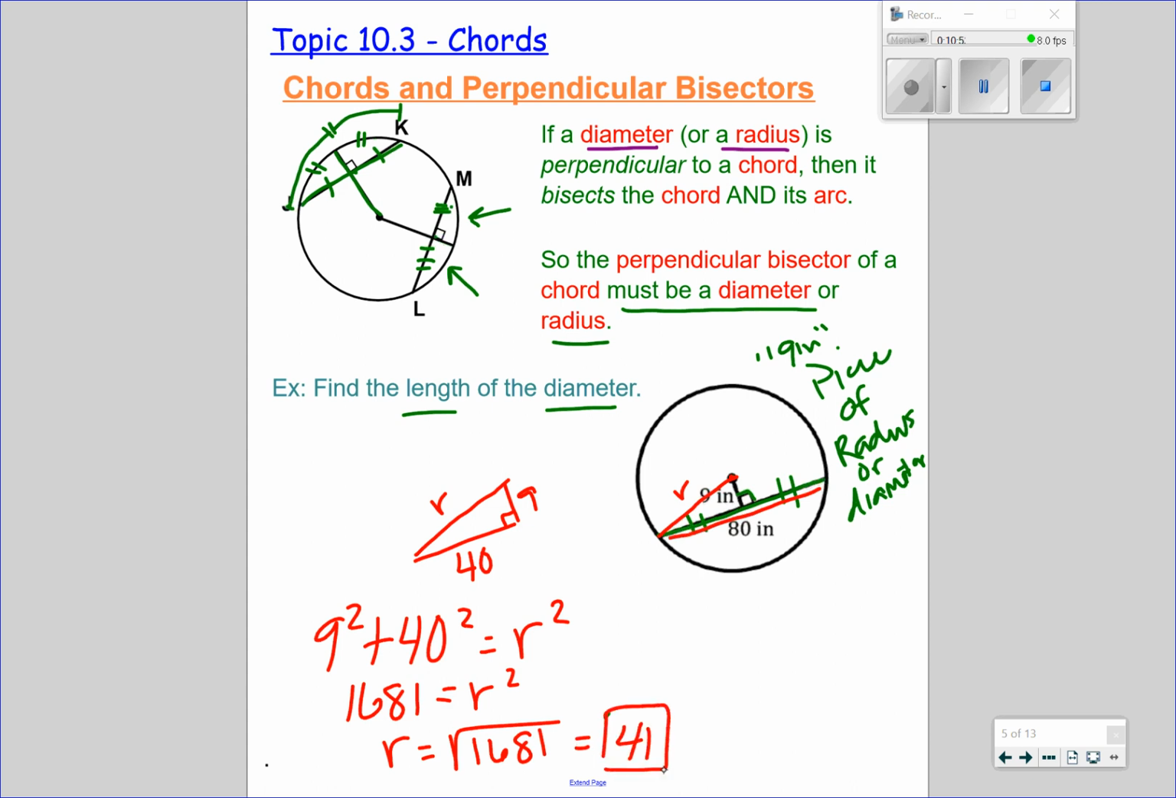So this would be the length of the radius. So then our final answer would be the length of our diameter, which would be 2 times 41, which would be 82 inches. You're going to get some questions where maybe you have to draw a radius or a diameter to help you out, but using these properties you can find different lengths of the circle. We could then proceed to find the area or the circumference or something like that.